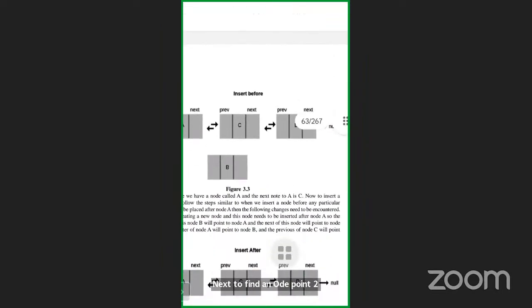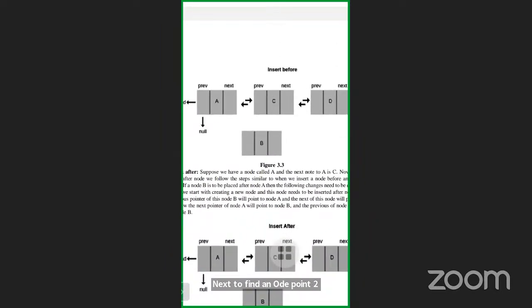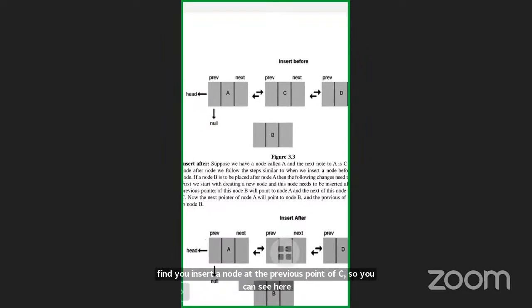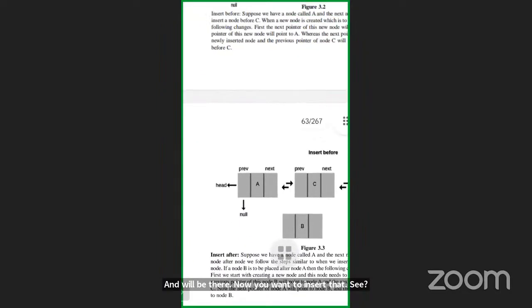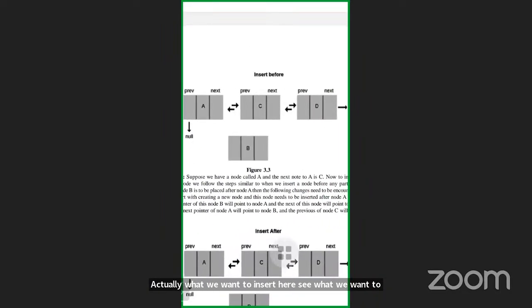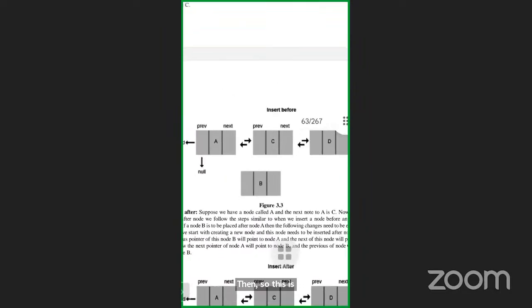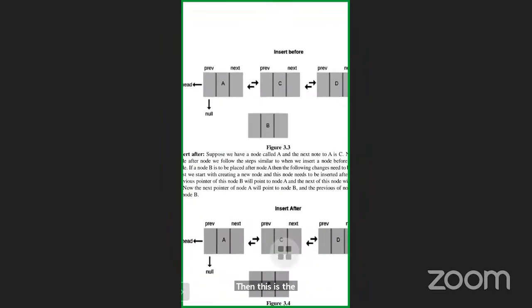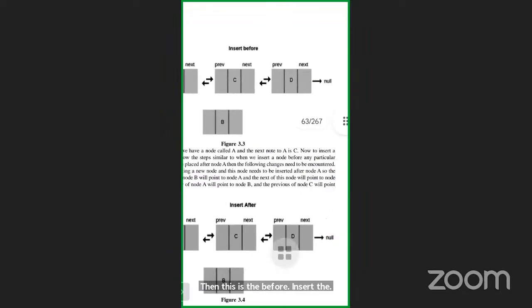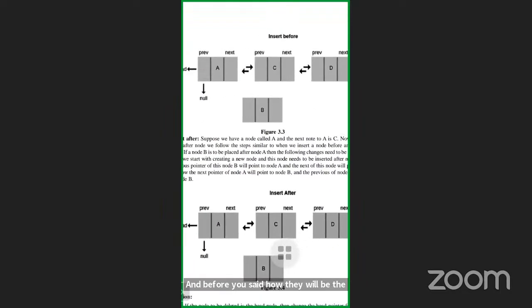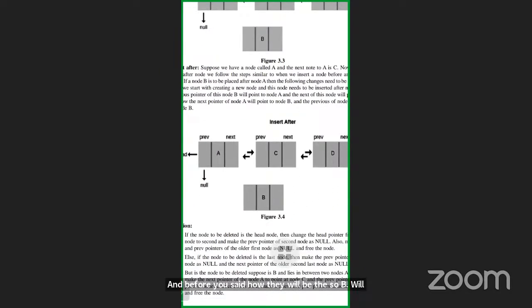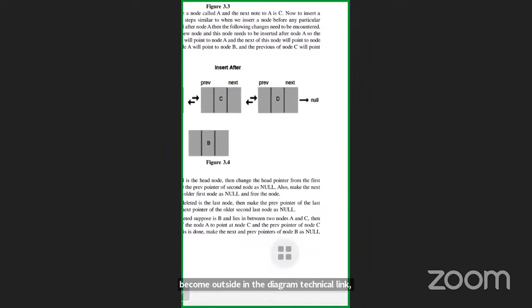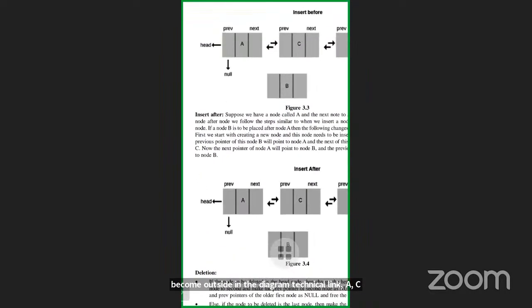So you can see here, first node A will be there. Now we want to insert B before C actually. This is the before-insert diagram: A, C, D will be there. Before insert, how will they be there? A, C, D. So B will be outside in the diagram: A, C, D, and B is not inside.